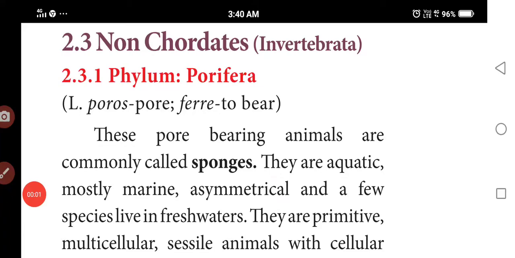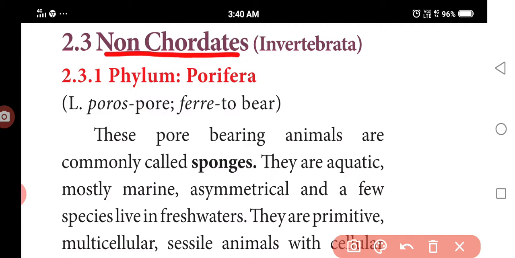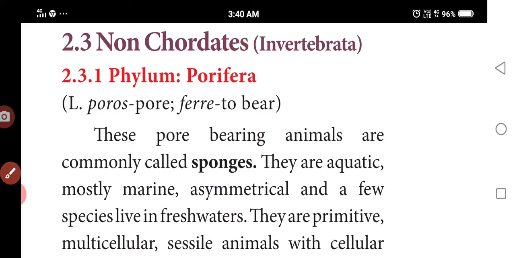Let us discuss the non-chordates. Invertebrates. Non-chordates means without backbone. So, phylum Porifera. The best example is sponges. Do you know that sponges are multicellular, aquatic, marine animals?